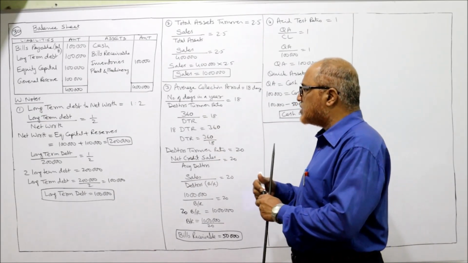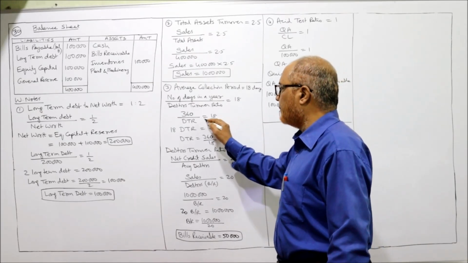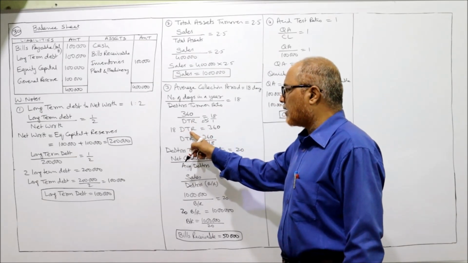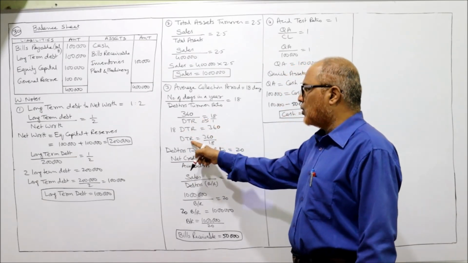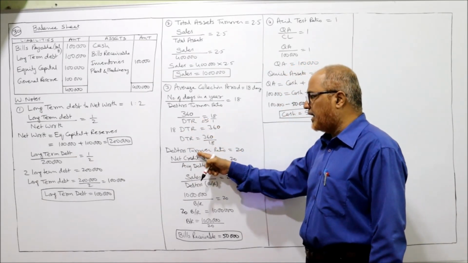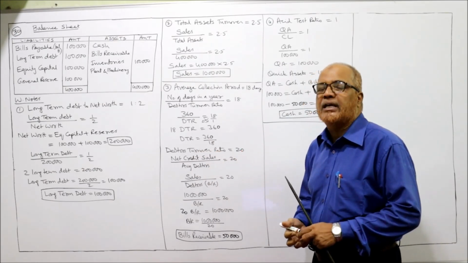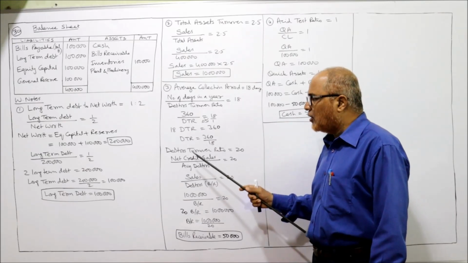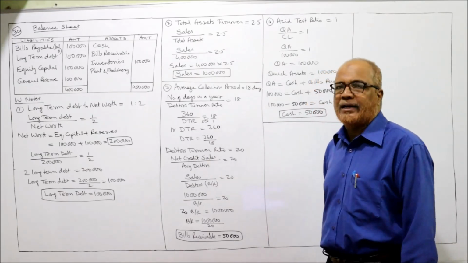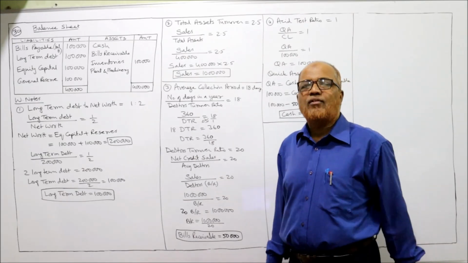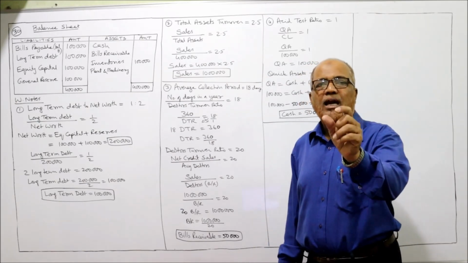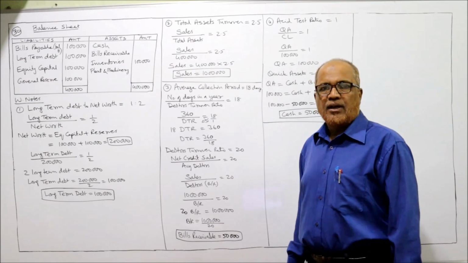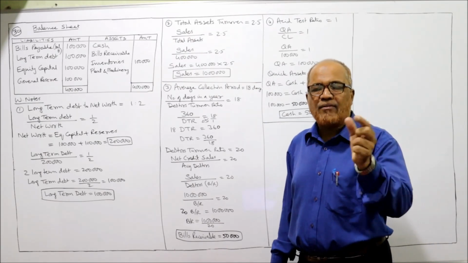Now if I make a cross multiplication here, what will happen? 18 into DTR is equal to 360. So DTR is equal to 360 by 18, debtors turnover ratio 20. So by using this average collection period, I got debtors turnover ratio 20. And what is the formula for debtors turnover ratio? Net credit sales divided by average debtors.